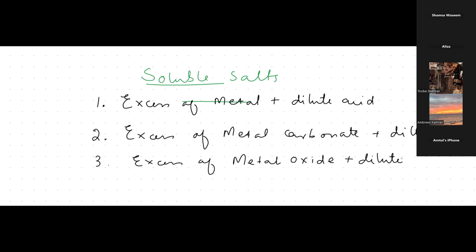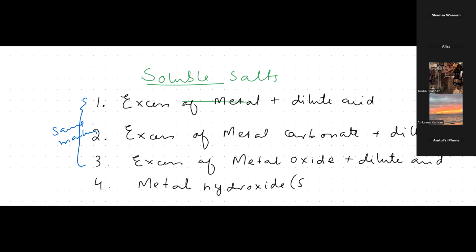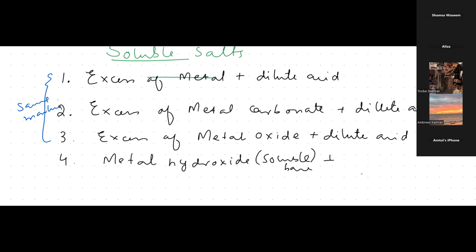Students, all the marking points for all of these three methods are going to be the same, right? There is one more method that is known as titration, okay? That is going to be reaction of metal hydroxide or a soluble base. Metal hydroxide. We say that soluble base plus dilute acid. Okay? I hope it's clear.